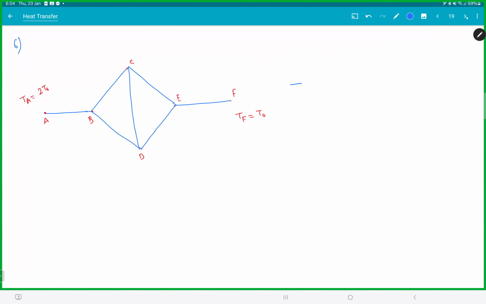So you can replace this with resistance. And there are more variations. We will see that in current electricity. But in this chapter, this much is fine. There. So everything is R, R, R, R, where R is L by KA.